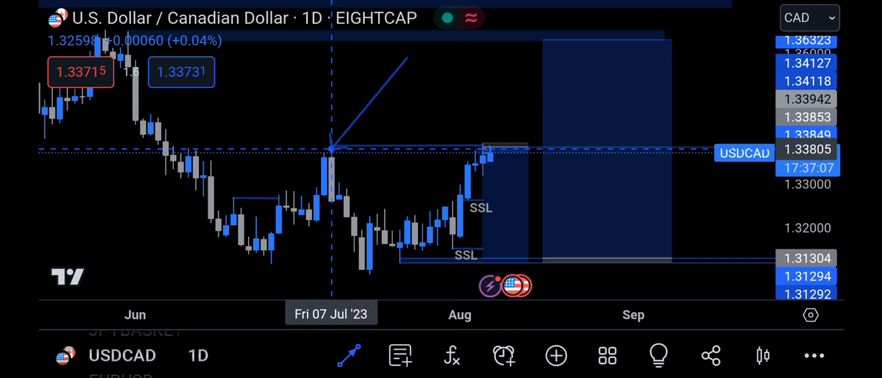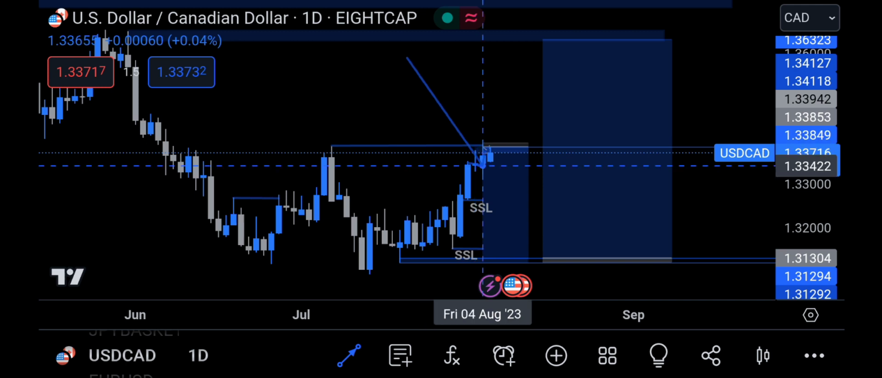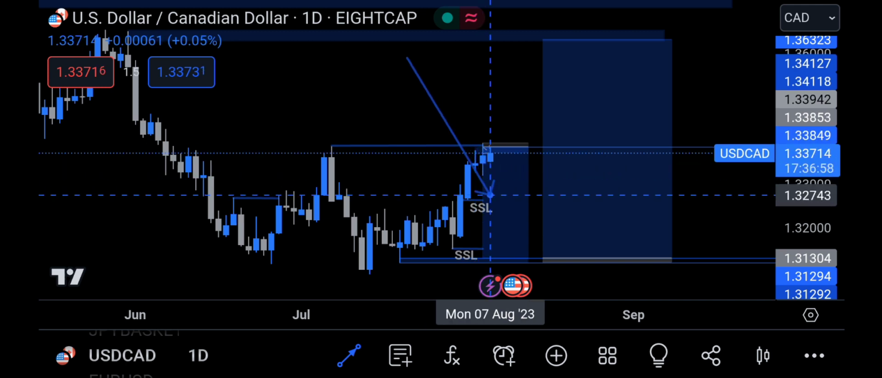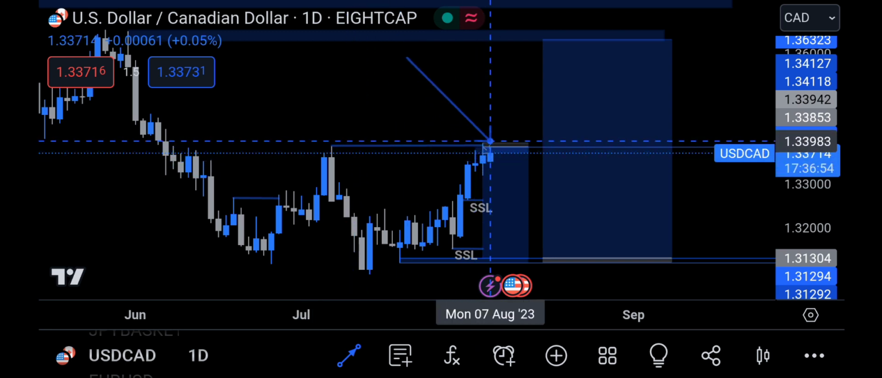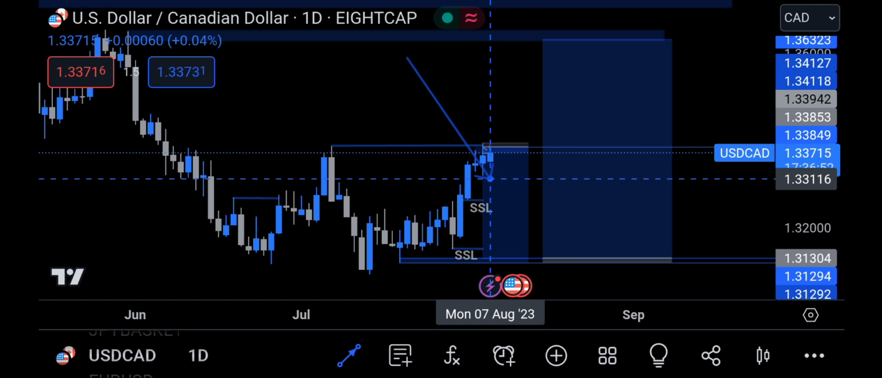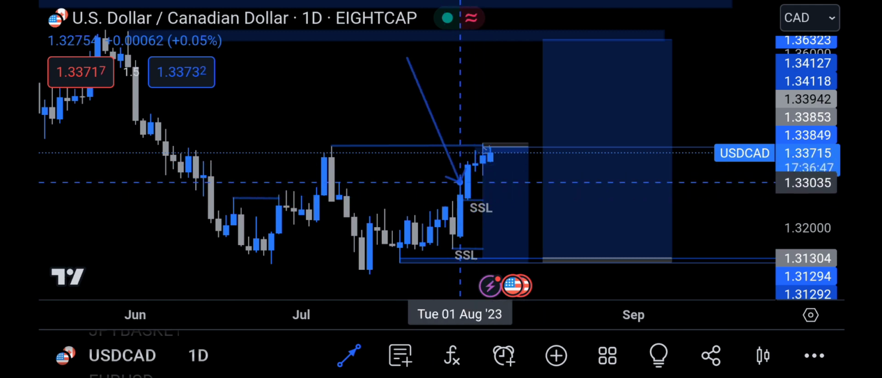So in daily, we are seeing a rejection here. That means we are bearish again in daily. Remember, monthly is bullish, weekly is bullish. Daily, we are seeing a rejection, so we might see a bearish price action in this pair. Markets can only move in one direction when all time frames are aligning.